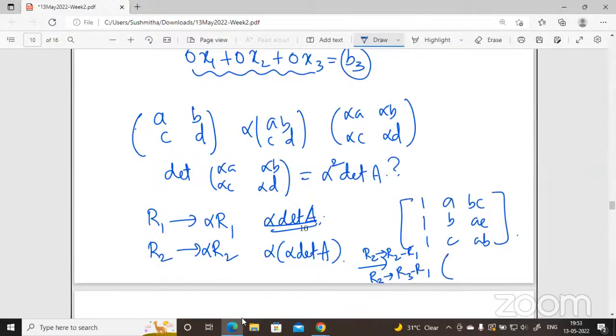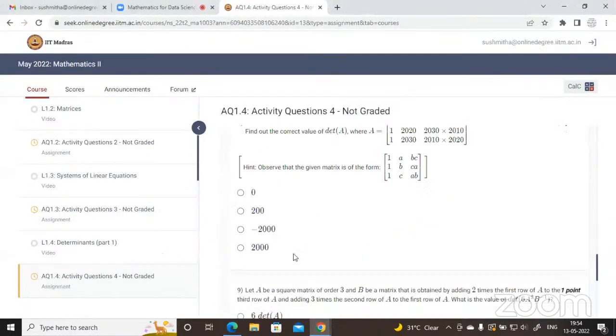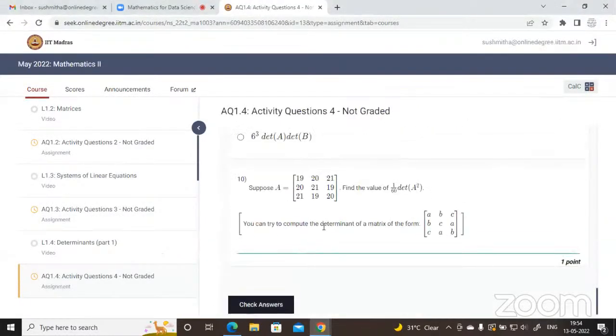Now my matrix becomes 1, 0, 0, A, B, C, B minus A, AC minus BC, C minus A, AB minus BC. Finding the determinant of this matrix is simpler, right? Expand along the first column. This is that, and then 10. What is 10? Here you have this format A, B, C, C, B, B, C, A. So you do something and make it simpler.